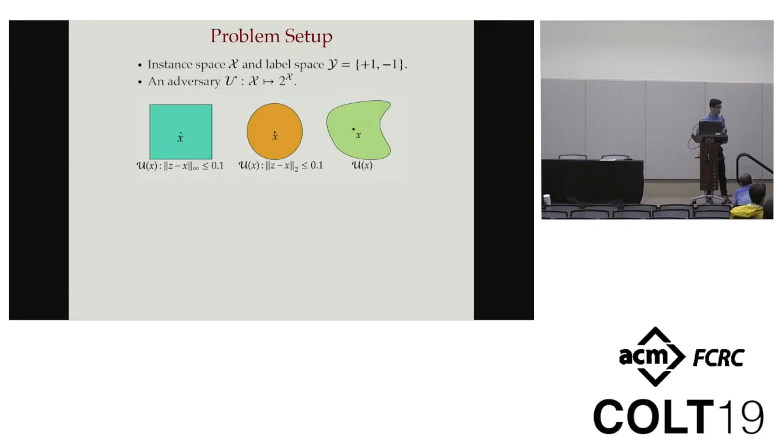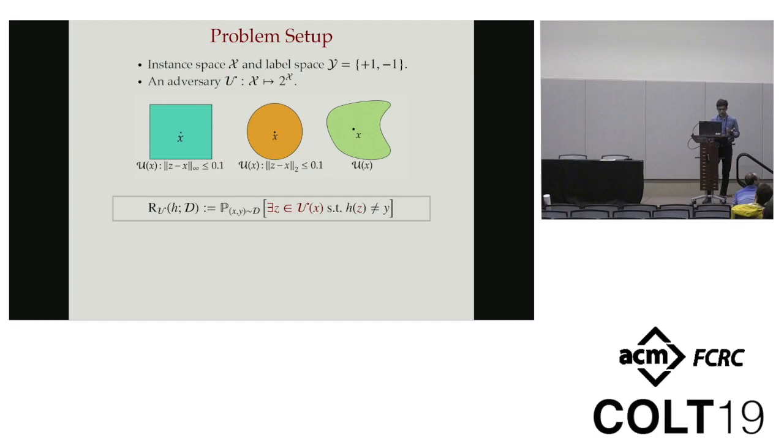So the setup is as follows. We have an instance space X. Think of this as a space of images, and we have two labels, plus and minus. We want to be robust to an adversary U that can change a point X in the space to a perturbation in the set U of X. And this happens at test time. So we can think of a few examples of adversaries. It could be an L infinity ball around X with some radius, or an L2 ball, or maybe just some arbitrary set. And now with this adversary in mind, our main object of interest is the robust risk.